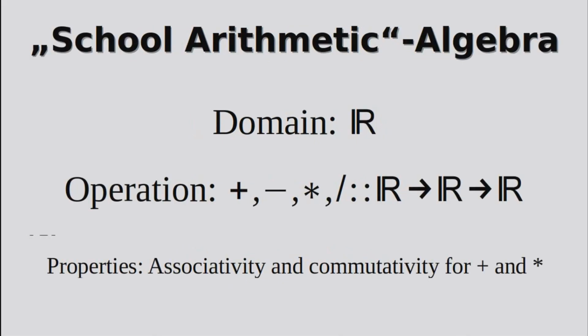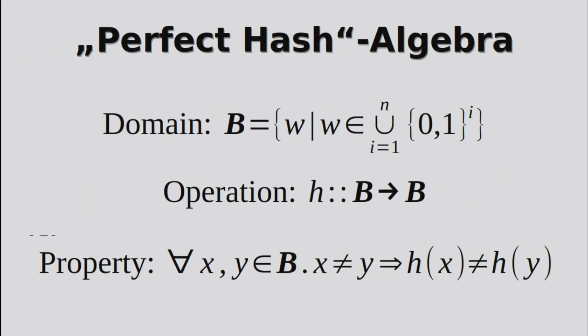The school arithmetic algebra might be a bit more interesting, where we have the real numbers as a domain, and the operations are addition, subtraction, multiplication, and division. The properties that we have are associativity and commutativity for the addition and the multiplication. So this is basically the stuff you learn at school.